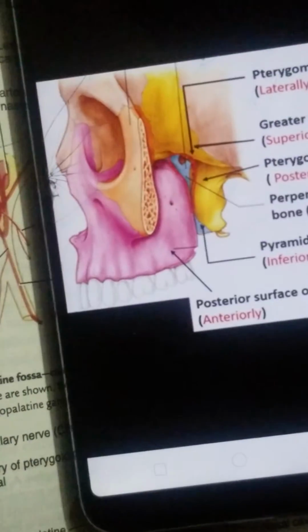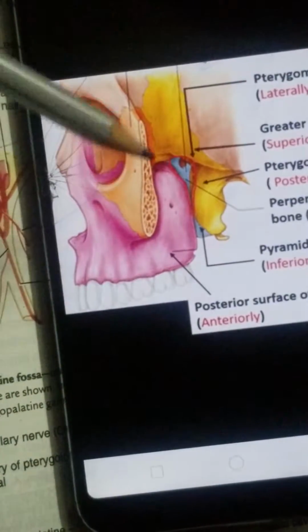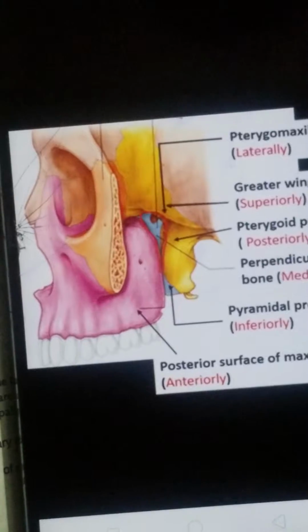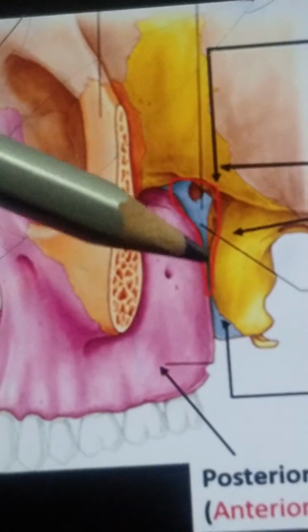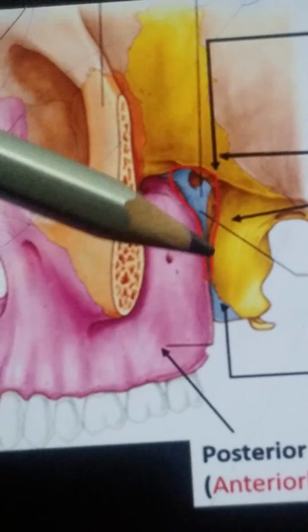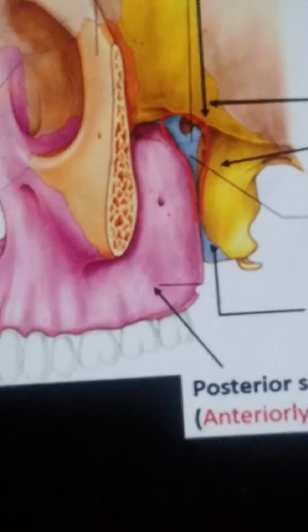I'm going to do the pterygopalatine fossa, and it is pyramidal in shape, and as you can see it is marked by the red line. This whole space is the pterygopalatine fossa. Now I'm going to do the boundaries.